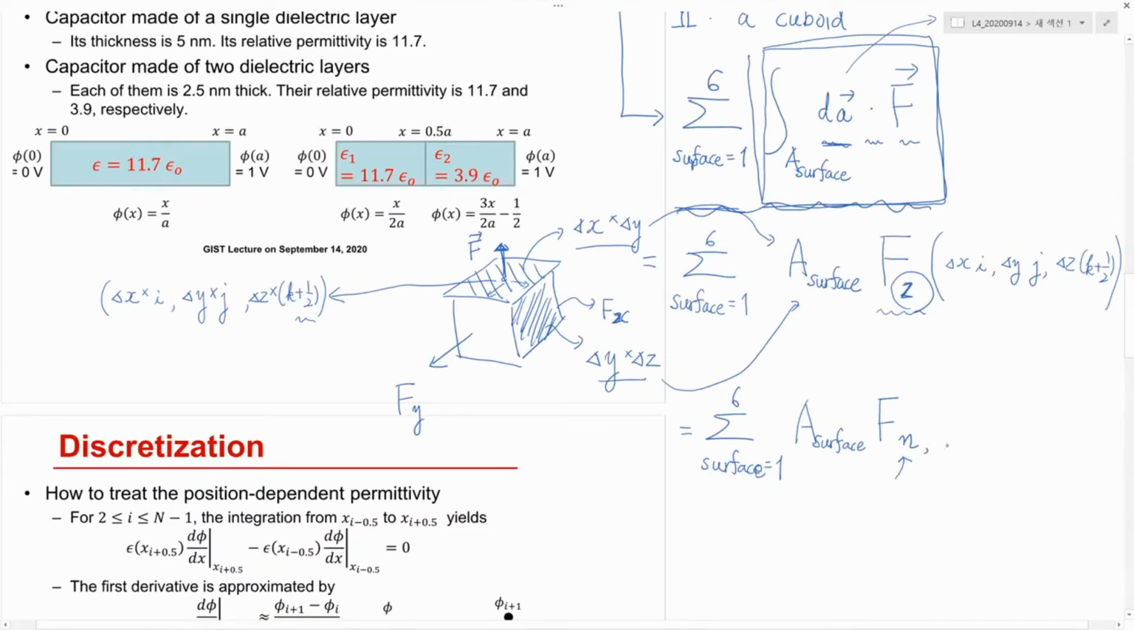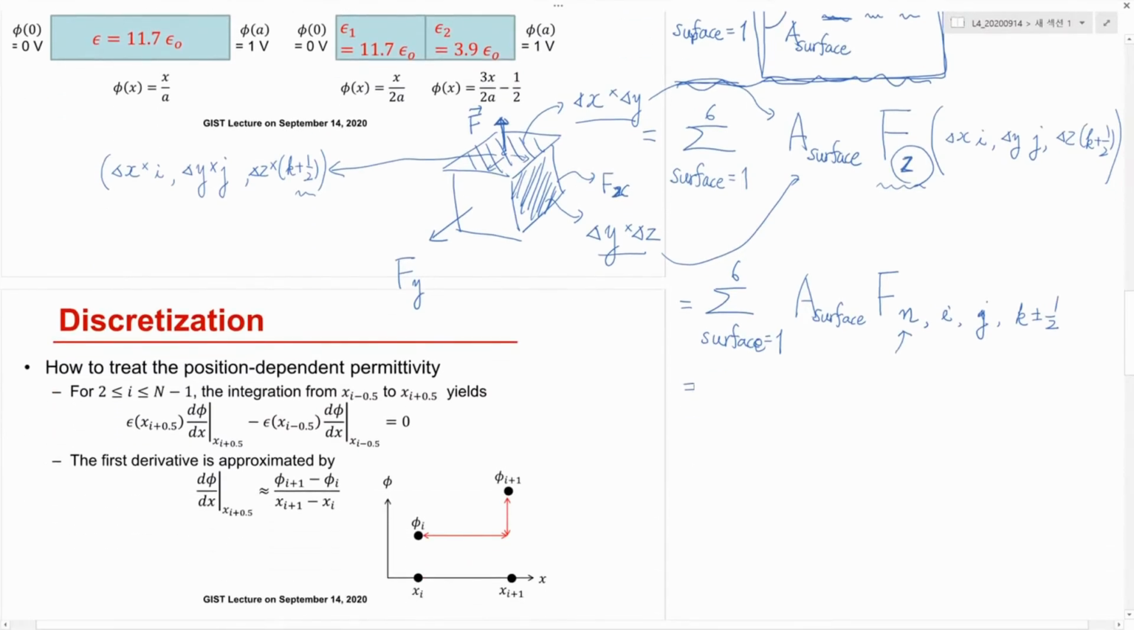This n is regarded as a normal direction. And we have to introduce a certain index i, j, or k, and one of them is just plus or minus half an index away from its original one. So let me just write down. For example, if we are still considering this box, then why don't we just do the first x directional, y directional, and z directional surfaces. For example, let's consider this first surface.